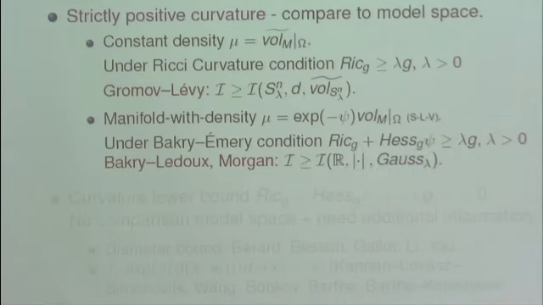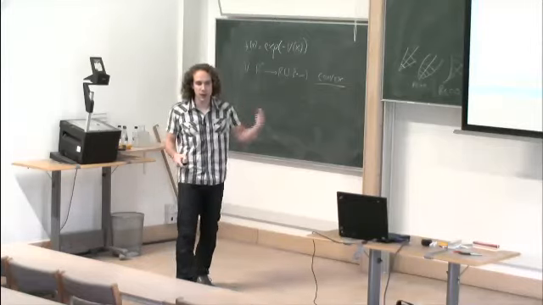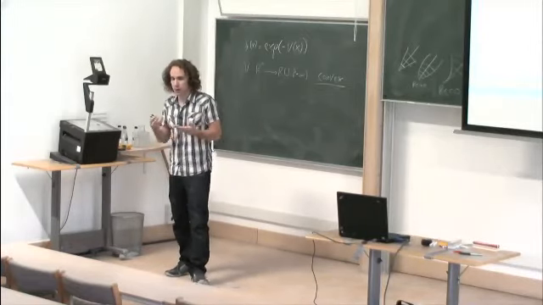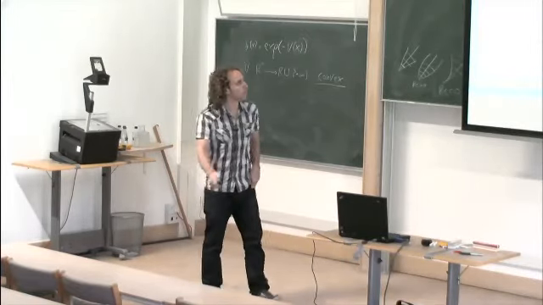Okay, and then the requirement that this has to be bigger than strictly positive lambda. And in this case, the right model space to compare to turns out to be just the real line equipped with a Gaussian measure having variance equal to lambda. Okay, so in both these cases, strictly positive curvature means that you have a model space to compare to.